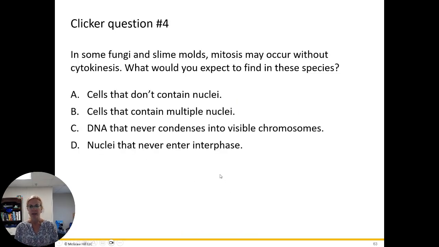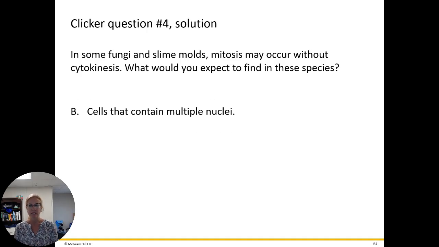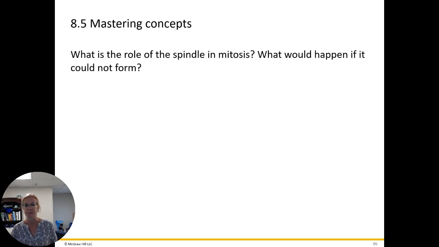So here's a question for you. In some fungi and slime molds, mitosis may occur without cytokinesis. What would you expect to find in these species? Well, if mitosis occurs but the cytoplasm itself never divides, we would expect that the cells contain multiple nuclei. If the cytoplasm didn't divide, then even though you have two nuclei now, it never divided, so they're both in the same cell.